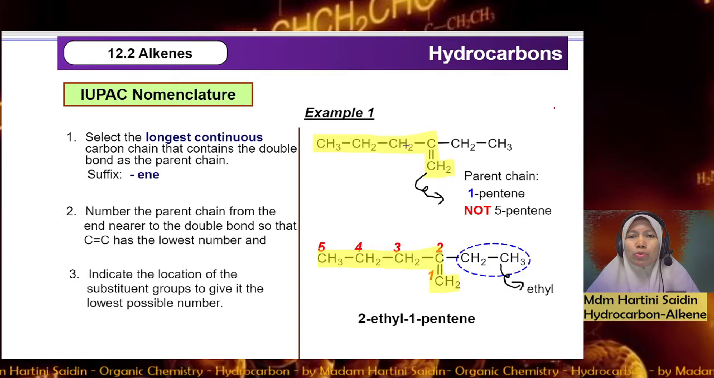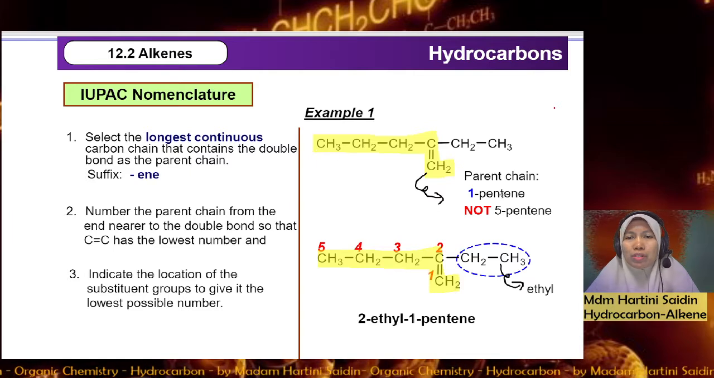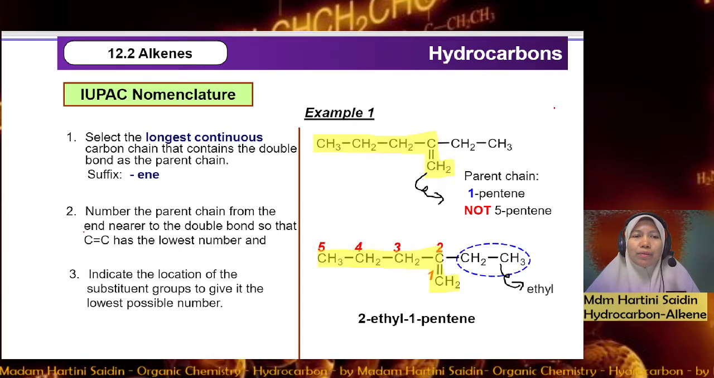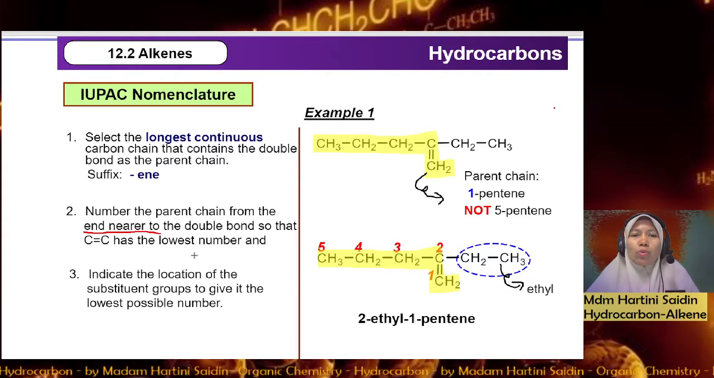So 1, 2, 3, 4, 5 carbon. So dia akan jadi pentene. Okay, so bila kita dah tahu dia adalah pentene, now if you want to number the parent chain, so numbering the parent chain from the end nearer. From the end nearer to the double bond, so that carbon-carbon double bond has the lowest number.